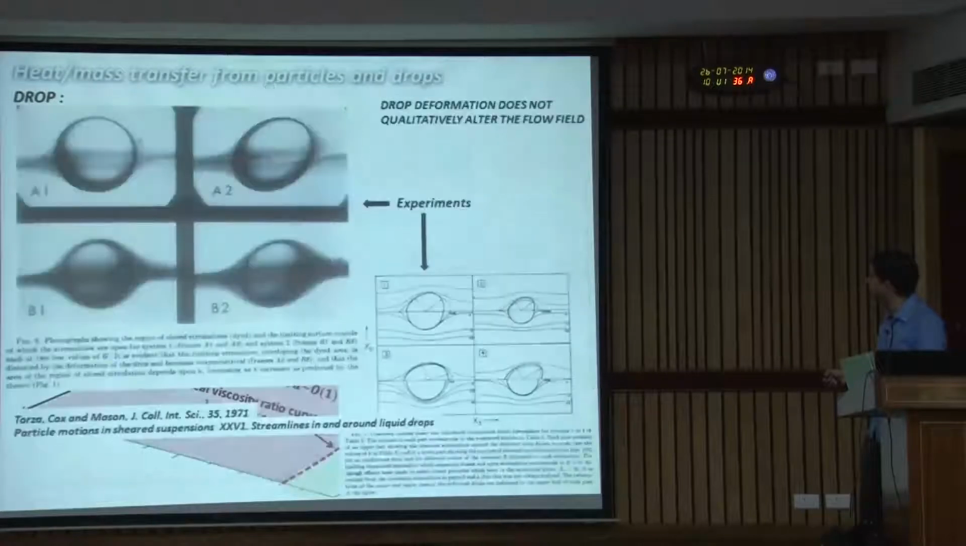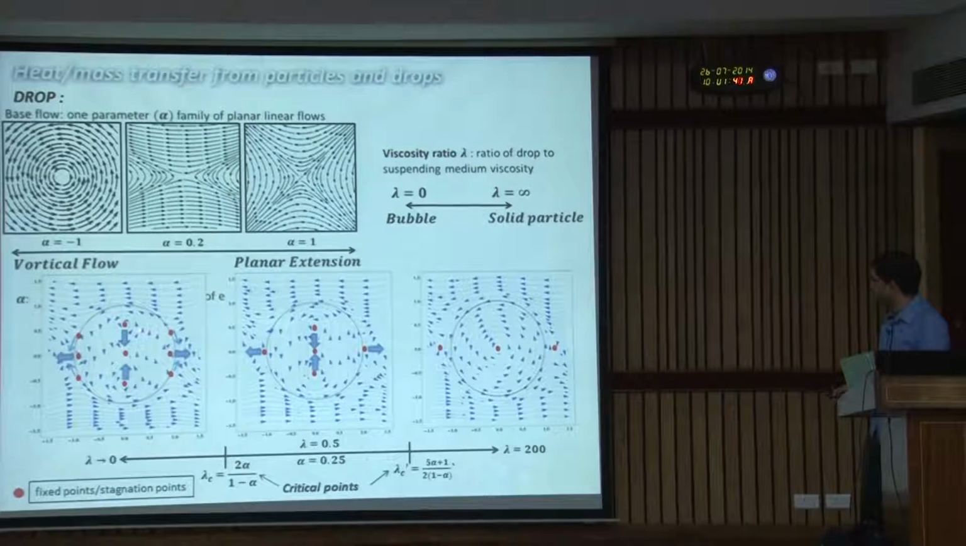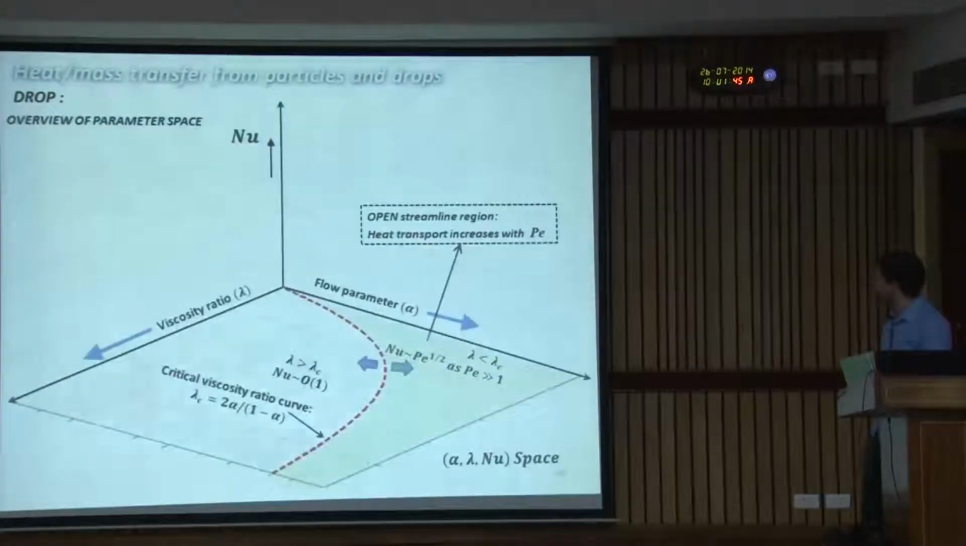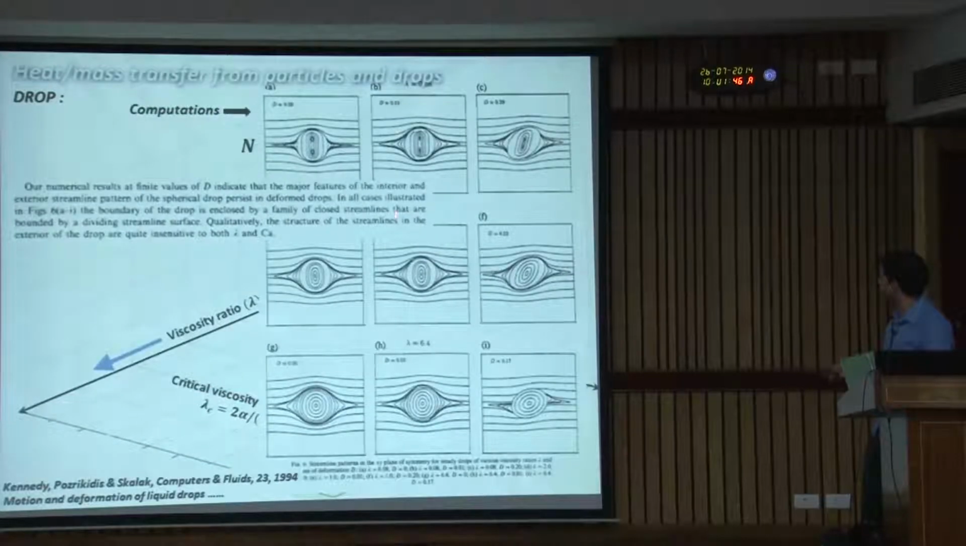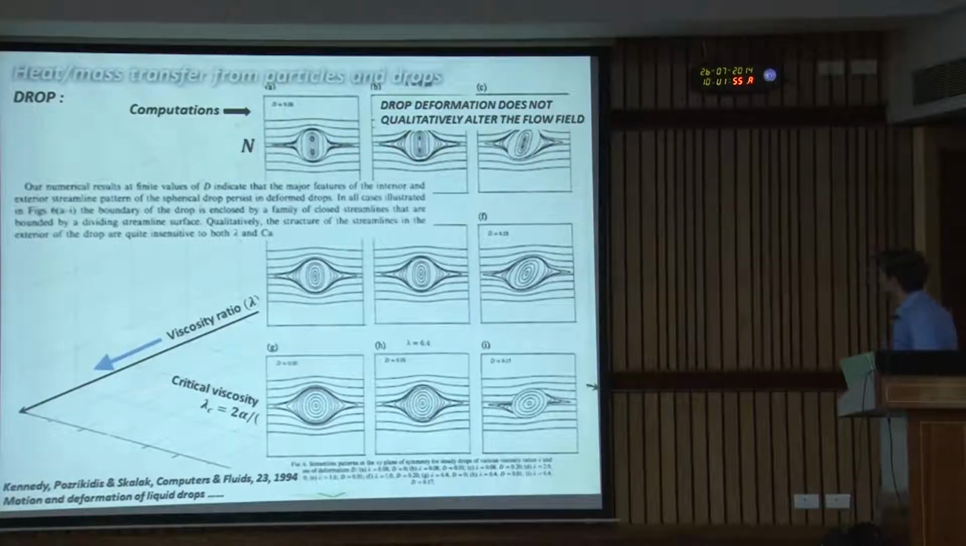If you remember, if you go back to the sphere case, there were 2 stagnation points. So, there is an 8 shaped separatrix here, and the computations reveal that. Though that's not relevant, it's interesting. So, the idea is that the drop deformation does not qualitatively alter the flow field.